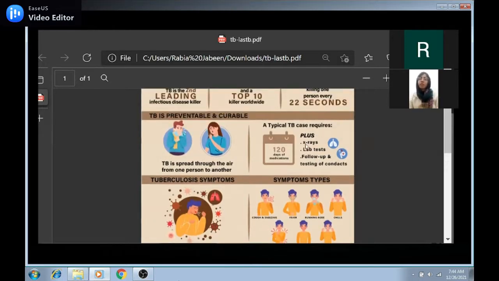If we see what a typical TB case requires, it requires X-rays, lab tests, follow-up testing, and medication. Or you can say it requires diagnostics that include X-rays, CT scans, biopsy in very rare cases, bronchoscopy, and some lab tests that include culture tests and other tests like the TB skin test. And then there's the medication that is categorized into two: first-line treatment and second-line treatment. First-line treatment includes HREZ, that is isoniazid, rifampicin, ethambutol, and pyrazinamide.